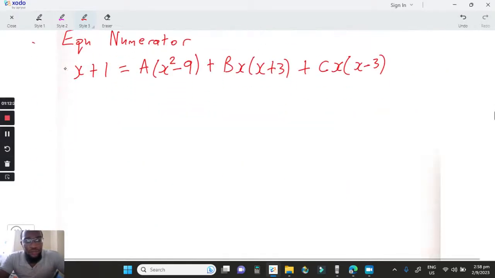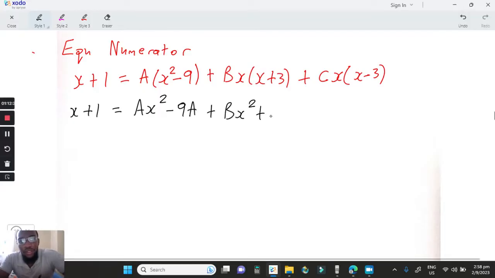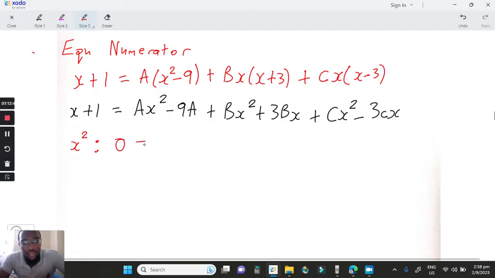And now, man, this is a lot of work. x plus 1 equal to ax squared minus 9a plus bx squared plus 3bx plus cx squared minus 3cx. Now first thing, let's equate x squared. From our x squared terms, we notice there's none over here, so 0 equals a plus b plus c.